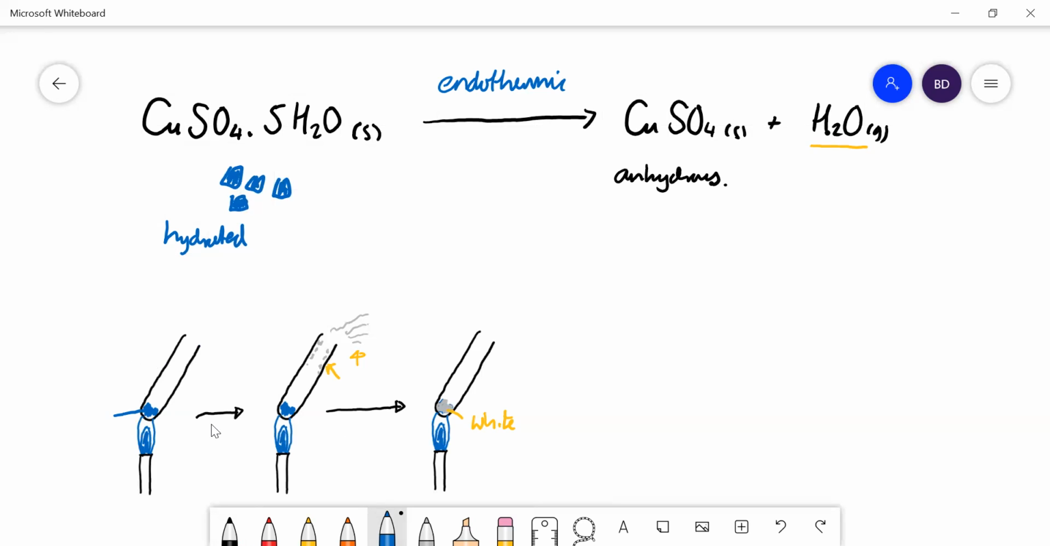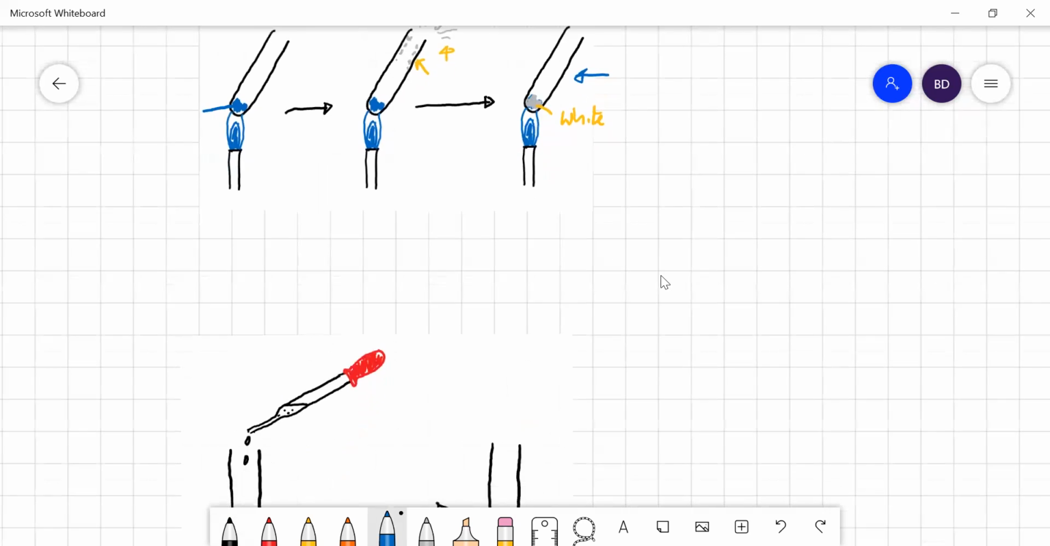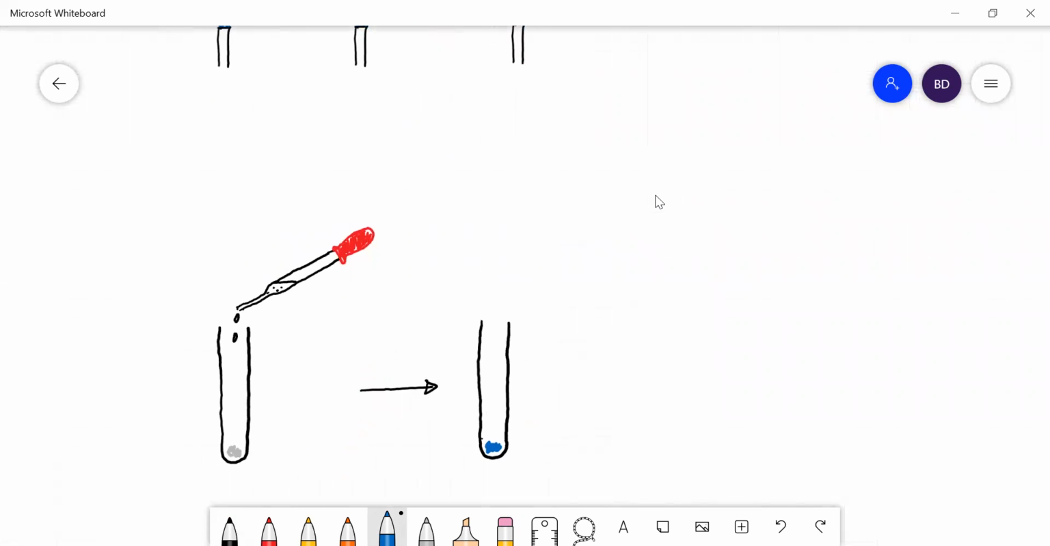If you've done this experiment, you just let the test tube cool down, and then you add a little bit of water to it. So the test tube is cool, you add a few drops of water, and the crystals will turn blue. And if you touch the bottom of the test tube, you will feel that it gets very hot, almost enough to burn your fingers. It's a very exothermic reaction.